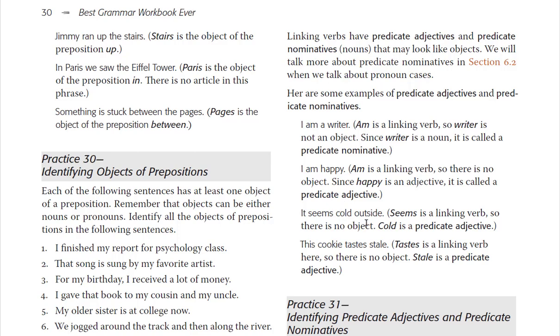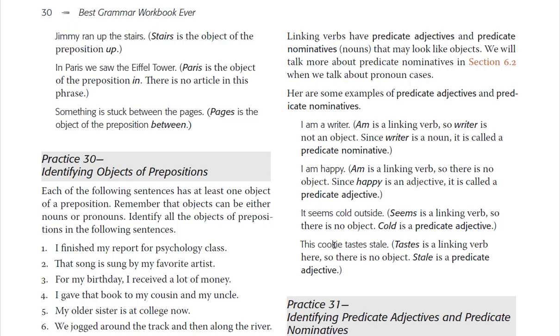It seems cold outside. Seems is a linking verb. It's also known as a state of being verb. In other words, it's not an action. It states something of being. It describes a being; it's not something that you're doing. It's something that you're being or feeling. So it seems cold. Seems is a linking verb, so there is no object. And cold is an adjective, and it modifies outside. And so cold is a predicate adjective.